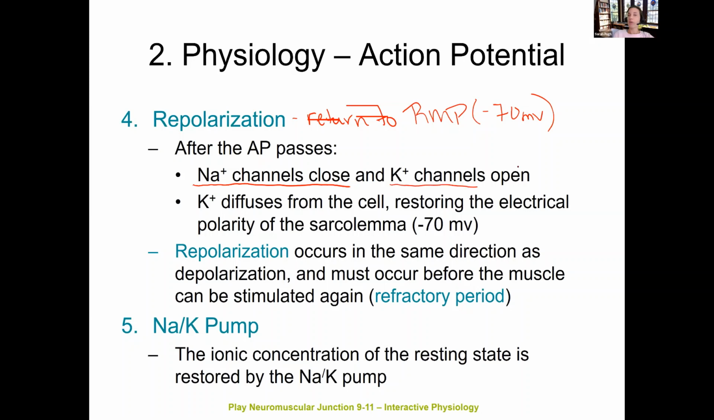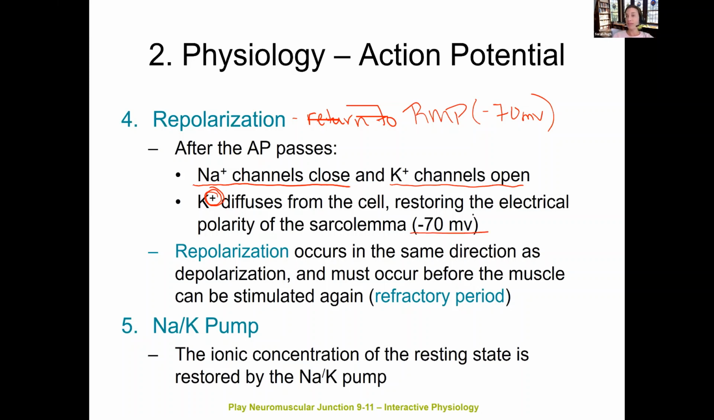And remember, we have more potassium inside the cell. So just like before, if we open some channels, naturally potassium is going to diffuse out. It's going to go from high to low, okay? Potassium diffuses out of the cell. Again, I want you to think about the charge here on potassium. It has a positive charge. So if we pump a positively charged ion out of the cell, now the outside is going to get more positive, and the inside is going to become more negative. And this will get us back to negative 70 millivolts.